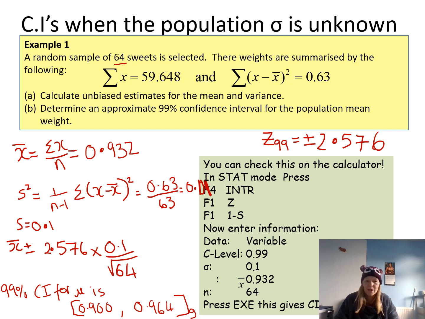If you want to check that on your calculator, you can go into stats mode, press interval Z 1 sample, put all the info in, and this will come out. Remember, in the exam though, they're giving marks for writing that 2.576, so they'd want to see this line here. They need that line written, and then you can use your calculator to get this if you want.